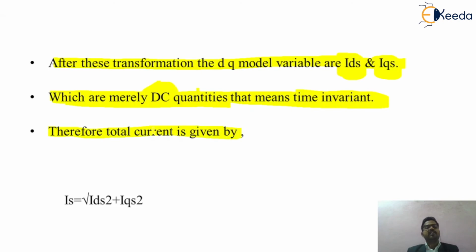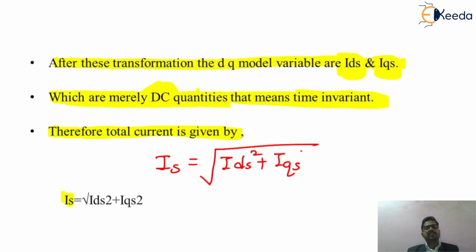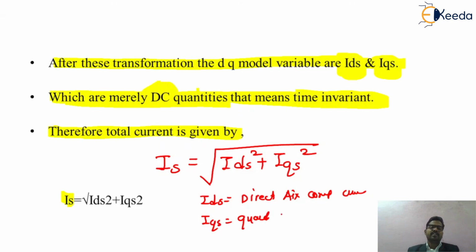Therefore we are getting a very important term, that is called current. So I can write the value of your stator current as the square root of IDS square plus IQS square, where IDS is the direct axis component of your current, and IQS is the quadrature axis component of your current. And this is the value of your total stator current. So stator current is equal to rotor current, and the current is divided into two components, because it is a stationary frame. Now it will be converted into a rotating frame. So these are converted into IDS, the D-axis component, and the quadrature axis component. So that will be the very important concept.